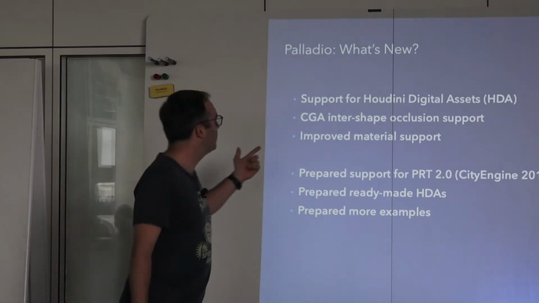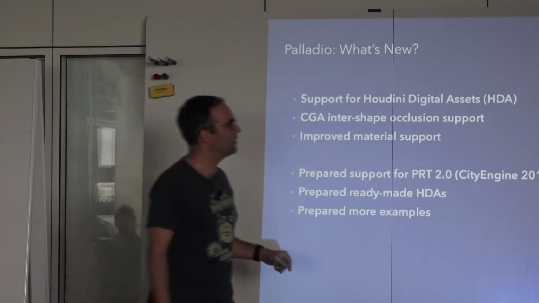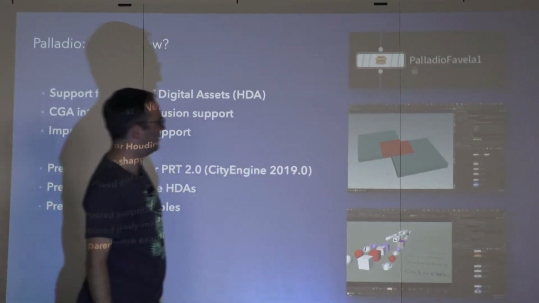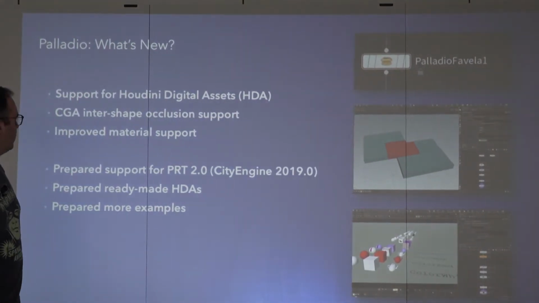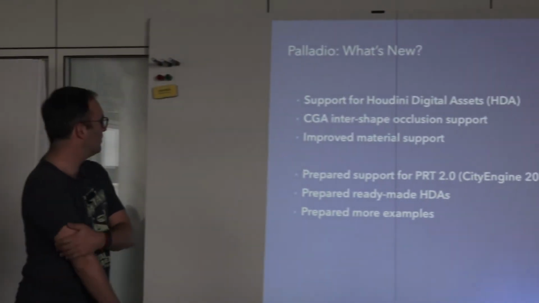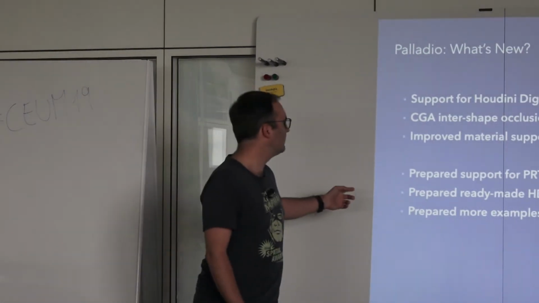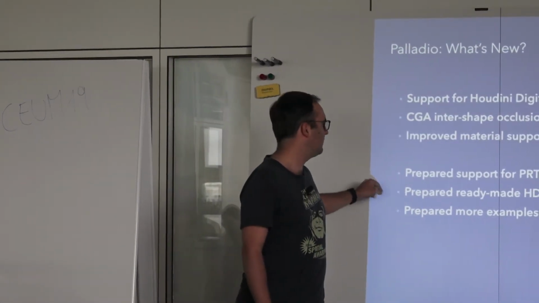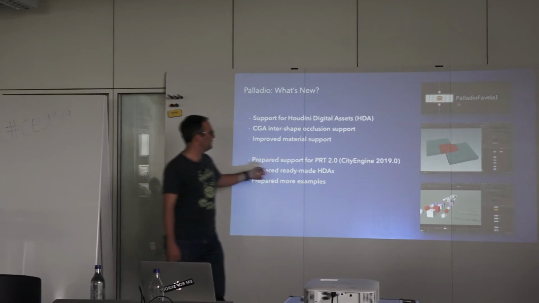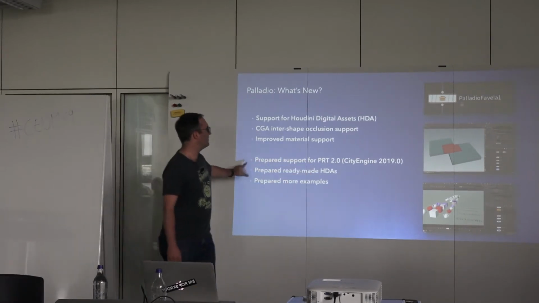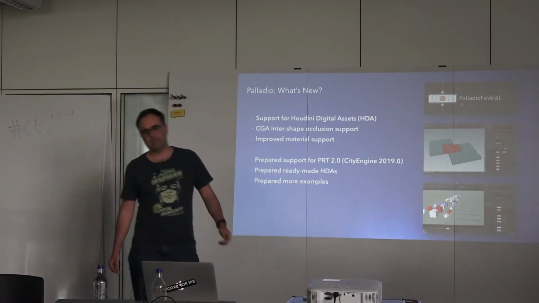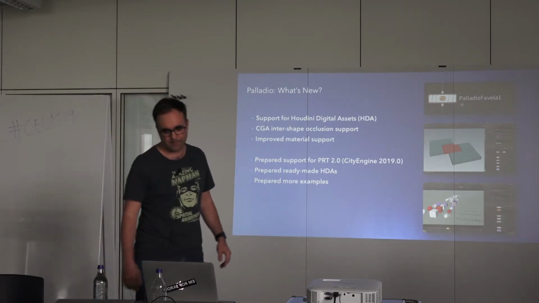We also added support for some more traditional features of CityEngine, like the intershape occlusion. So these are two initial shapes, and the red part is where they collide. You can now query that. We also did some work on the materials to have better support for out-of-the-box material attributes. For the upcoming release, we prepared a number of digital assets for you to use. We also prepared some examples and the actual Palladio code itself. So this is all public. If you feel curious, go to GitHub and take a look. And once CityEngine 2019 is out, we will release all of that in one go.